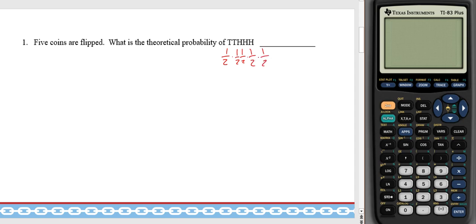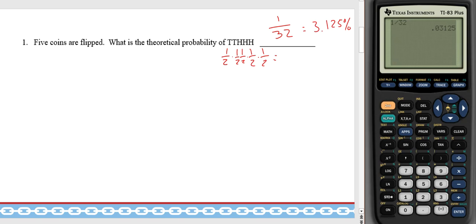Right, so we're going to multiply 1/2 times itself 5 times. So that'd be the same as 1/2 to the 5th power. That'd be 1/32. If you wanted to make that into a percentage, you could do that on the calculator. 1 divided by 32, that would be a 3.125% chance. Right, so 3.125%.